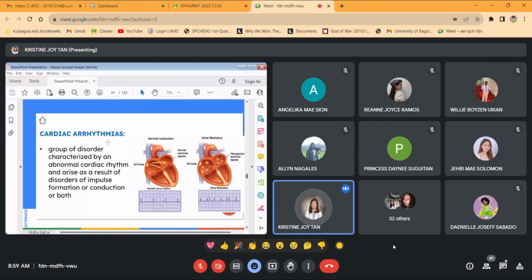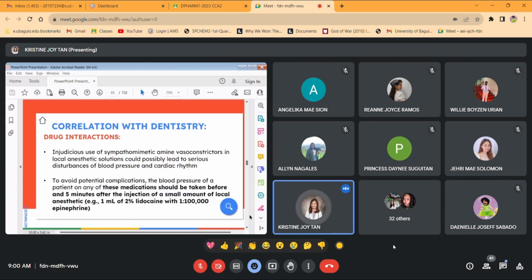If you look here at the picture, when your electric signals are normal, you will have an ECG reading like this. So, normal sinus rhythm. The electric impulse in your heart is normal, and the heart rate of the patient is normal. But for patients with atrial fibrillation, it will look like this. So, the heartbeat is irregular. This is your atrial fibrillation. This is an example of a cardiac arrhythmia.